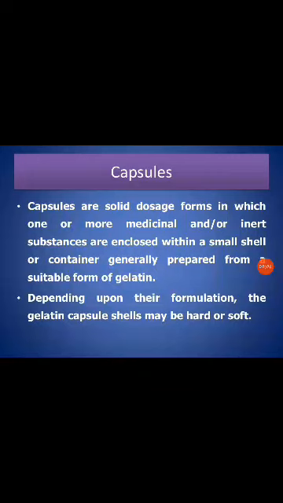So today we will discuss capsules. And today we will mainly focus on the types of capsule, manufacturing of a capsule shell, then the filling process and its evaluation.